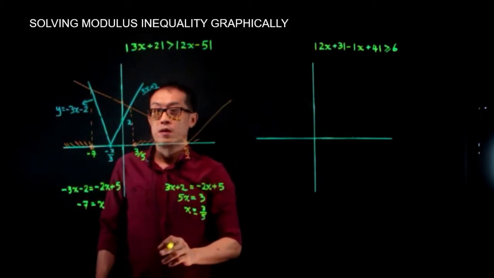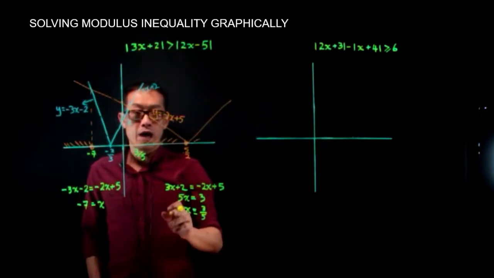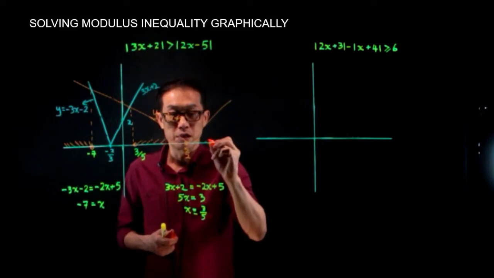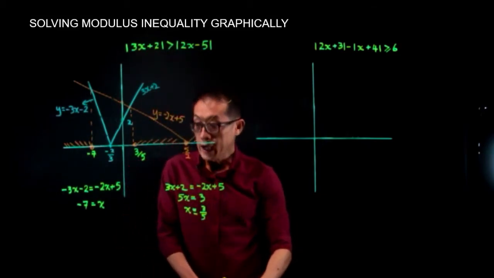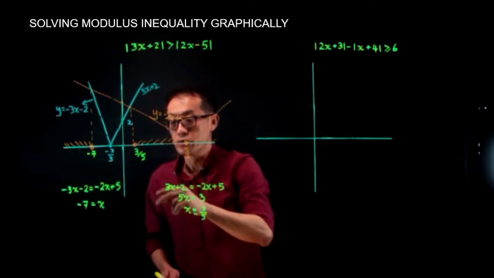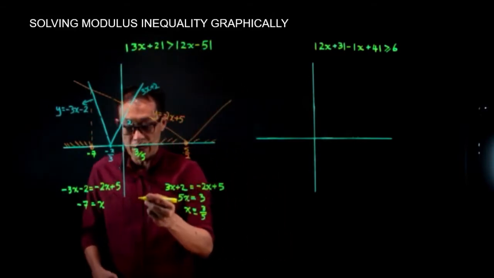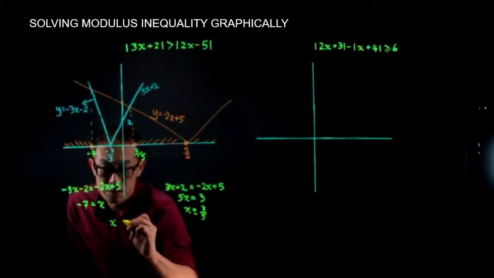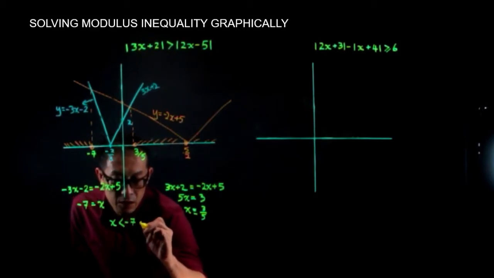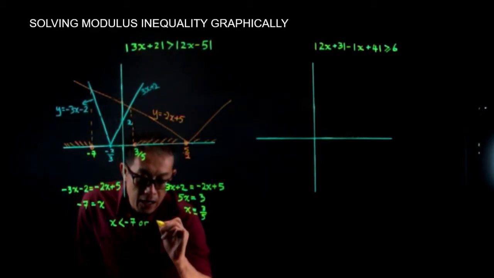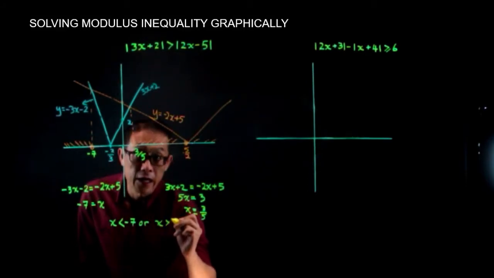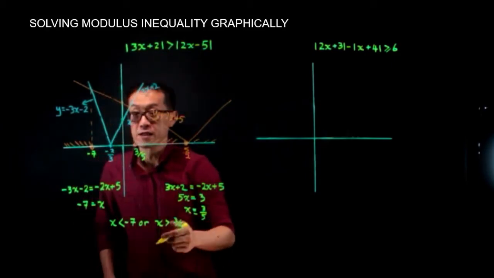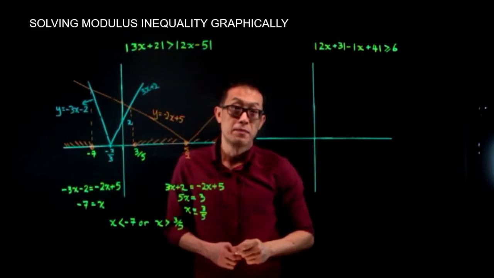Now, what is the answer for the solution of x? So x must be smaller than minus 7 or greater than 3 over 5. So you have x is smaller than minus 7 or x is greater than 3 over 5. And that is the final answer to question number 3.